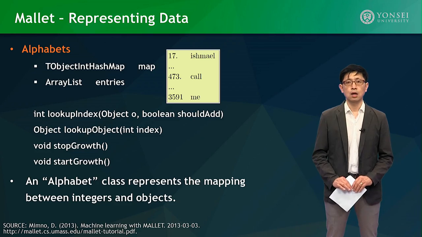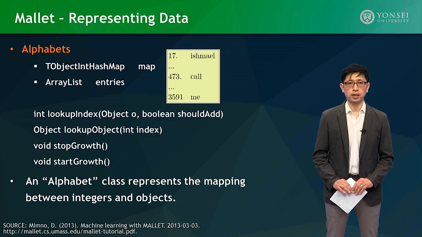For this, Mallet uses GNU Trove TObjectIntHashMap to store the list of terms and their integer ID. For performance reasons, Mallet stops the increase of the size of the vocabulary by using the stop growth function.